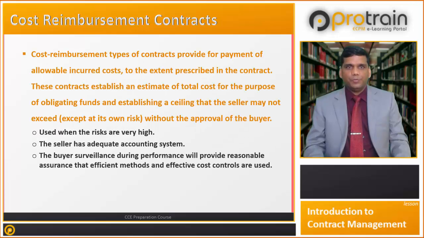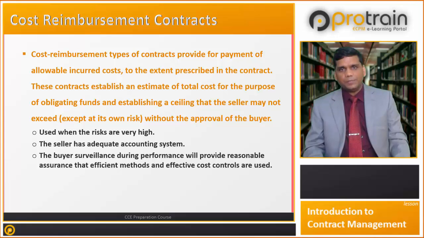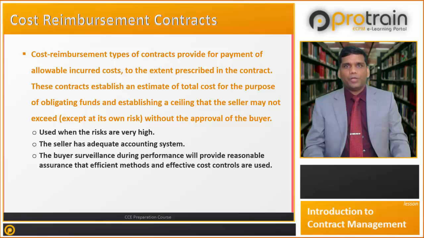Now let us move to cost reimbursable contracts. Cost reimbursement type of contracts provide for payment of allowable incurred costs to the extent prescribed in the contract. These contracts establish an estimate of total cost for the purpose of obligating funds and establishing a ceiling that the seller may not exceed, except at its own risk, without the approval of the buyer.